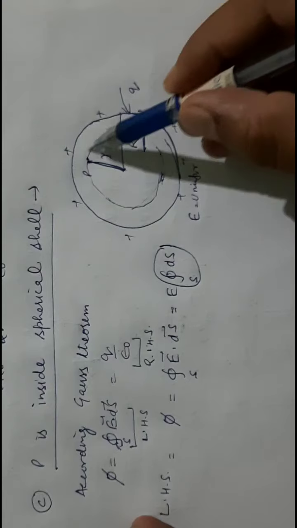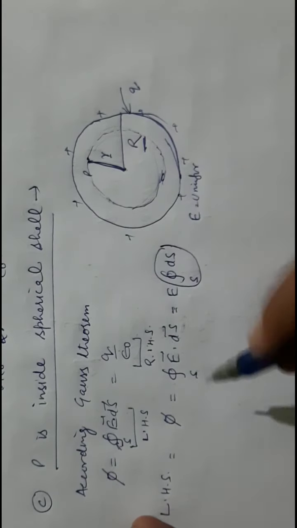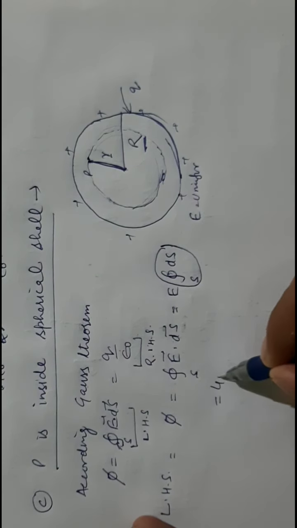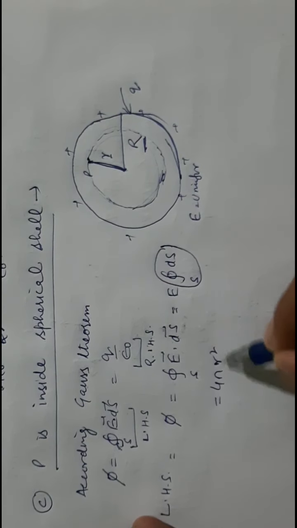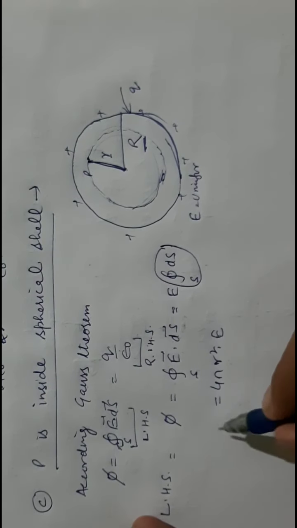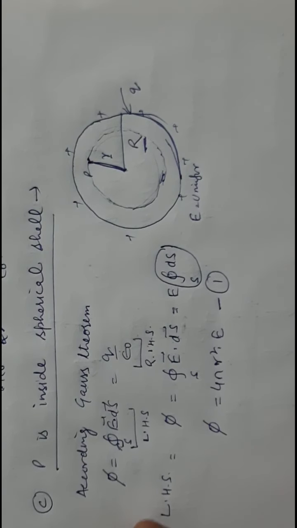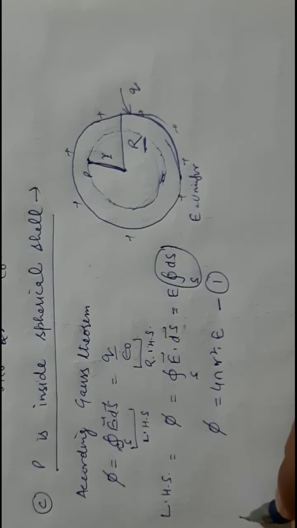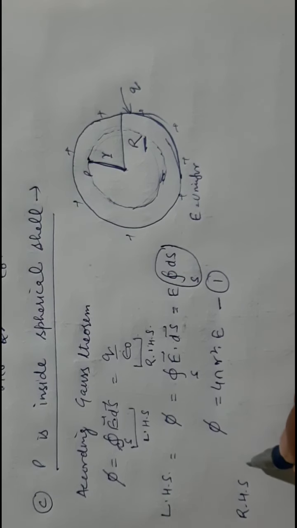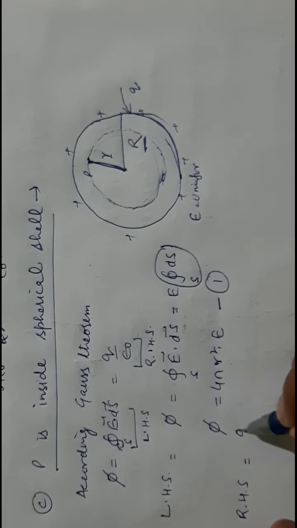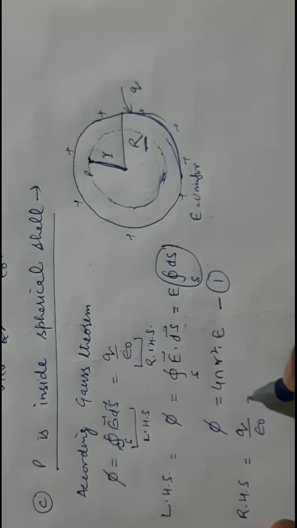So what is the total Gaussian surface area of this sphere? That will be equal to 4 pi small r square into E. So this is your left hand side. I took this equation as 1. Now the right hand side is the total charge enclosed divided by epsilon naught.